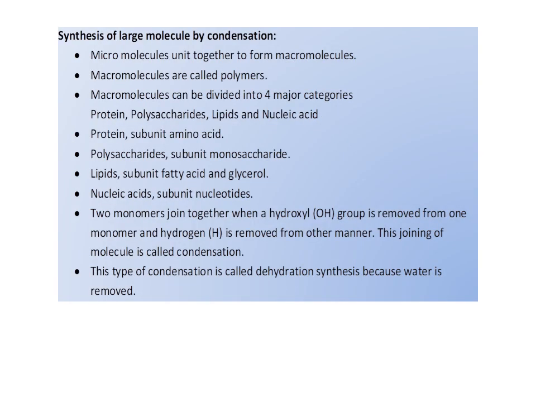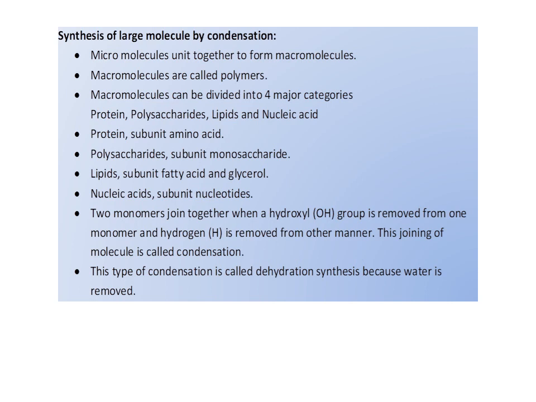Synthesis of large molecules by condensation. Macromolecule means the monomers unite together to form a macromolecule or polymer. Macromolecules are known as polymers. Macromolecules can be divided into four major categories: protein, polysaccharide, lipids, nucleic acid. Protein subunits or monomers are amino acids. Polysaccharide subunits are monosaccharides. Lipid subunits are fatty acids and glycerol. Nucleic acid subunits are nucleotides.